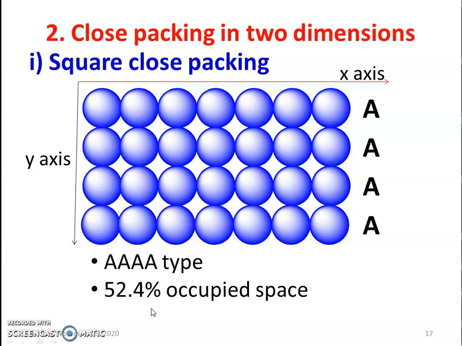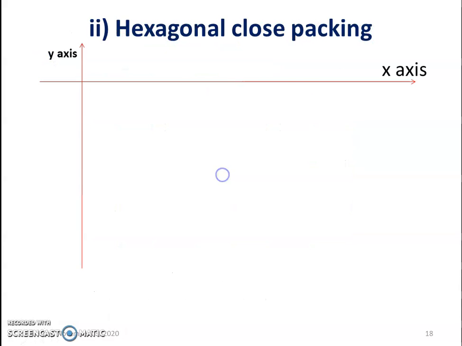And here, for each sphere the coordination number is 4. Now you consider any sphere, for example this, adjacent to this sphere there are 4 spheres. So 1, 2, 3 and 4. When we join the centers of these 4 spheres which are in contact with a given sphere, it results in the formation of a square, and therefore this is the square close packing. It is a square close packing.